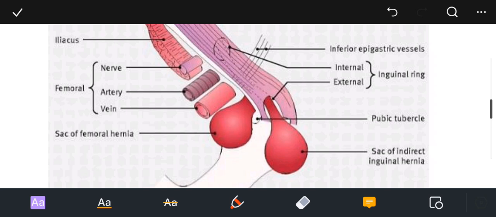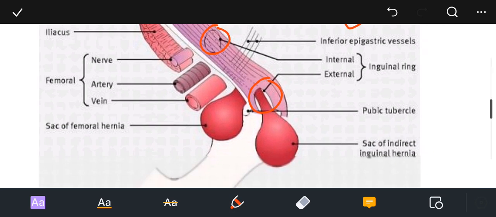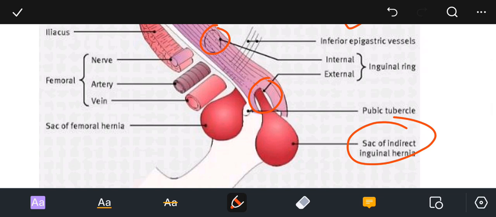So they have shown the inguinal ligament, this purple thing. This is the inguinal ligament, and if you could see, these vessels are the inferior epigastric vessels, and there we have the internal inguinal ring. This is the external inguinal ring, and coming out of the external inguinal ring, we have the sac of the indirect hernia, which started in the internal inguinal ring. This is the pubic tubercle.